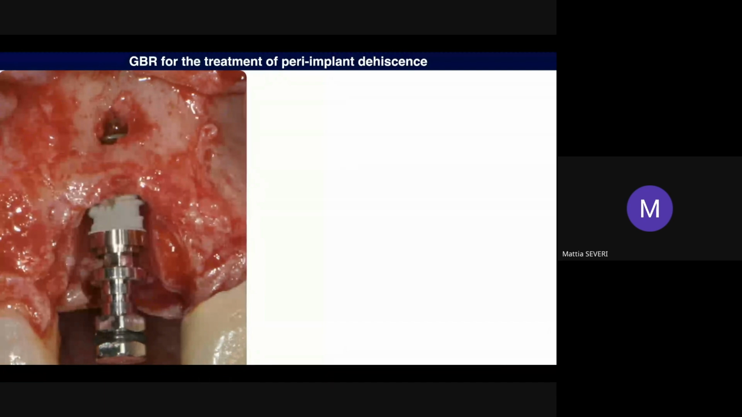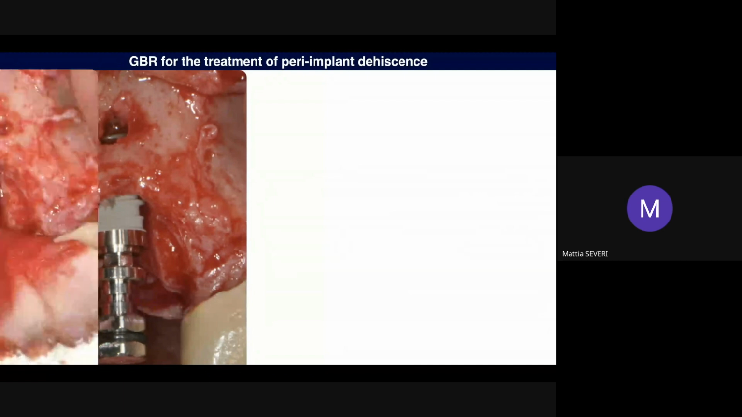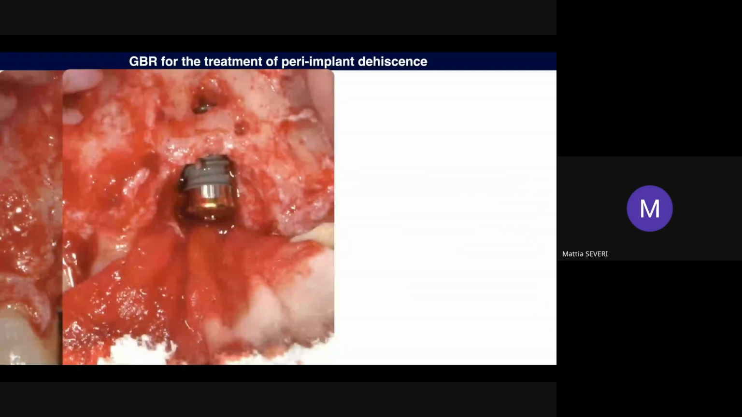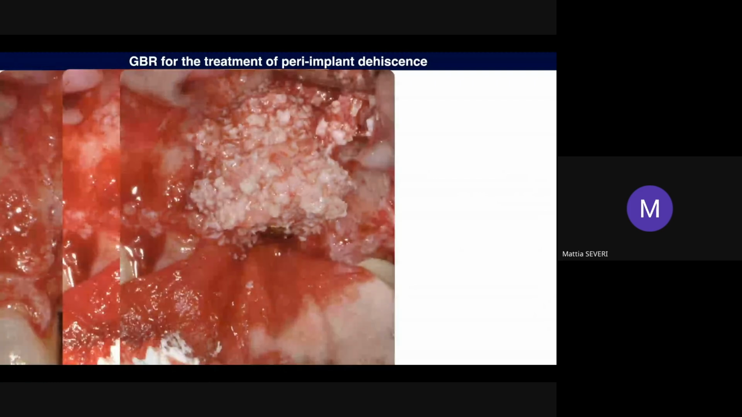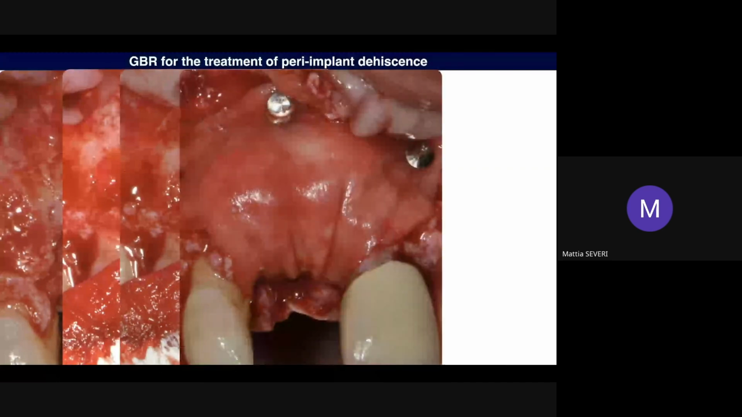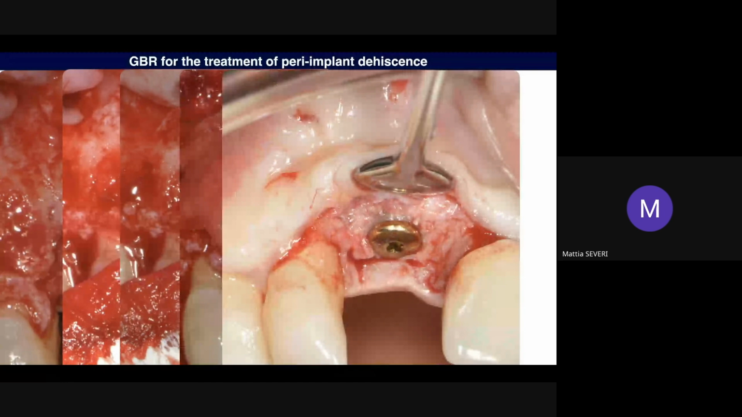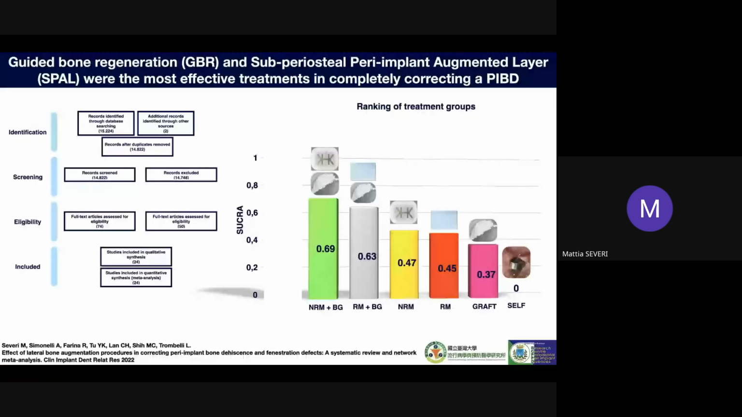In this case, we can see an implant placed, presenting both dehiscence and fenestration, and the placement and stabilization of a resorbable membrane, the correction of the defect using a combination of bovine-derived xenograft and autogenous bone, its coverage with a resorbable membrane, and we can see at the 6-month uncovering, the dehiscence was completely corrected, and the same finding we can observe in the 3D examination that was performed for other reasons, for placing implants in the third sextant.